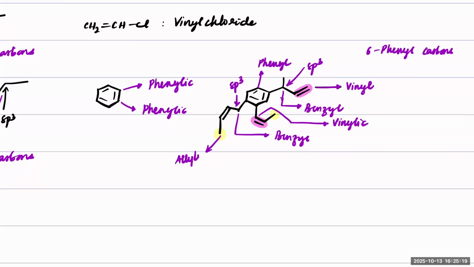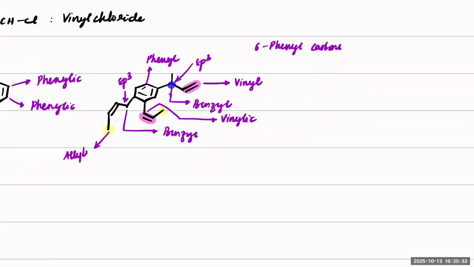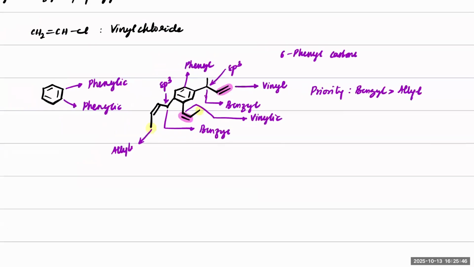Now have you noticed something? This carbon is allyl and also benzyl. This is allyl as well as benzyl. If both are coming, then priority should be given to benzyl. Correct? So priority-wise, benzyl is more than the allyl form. Now let me put all of them together here.